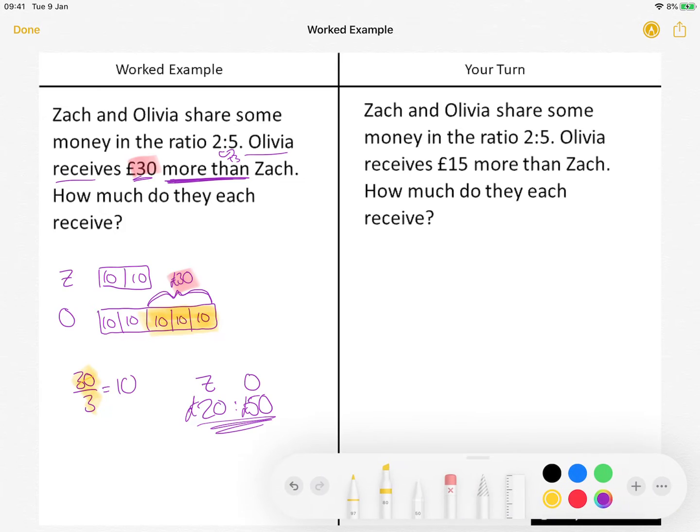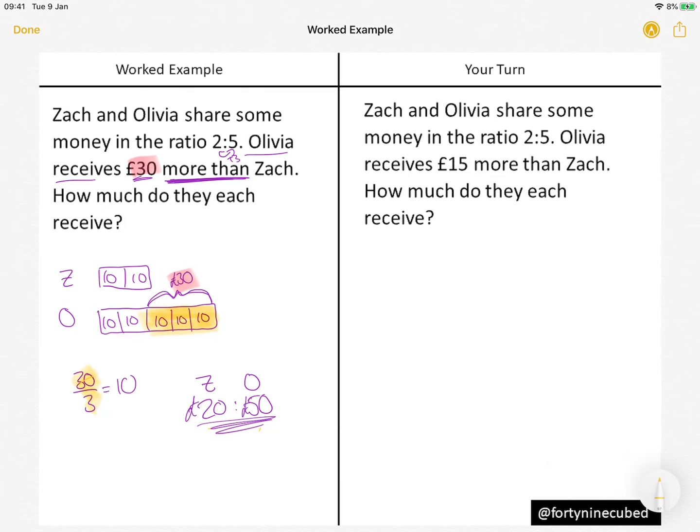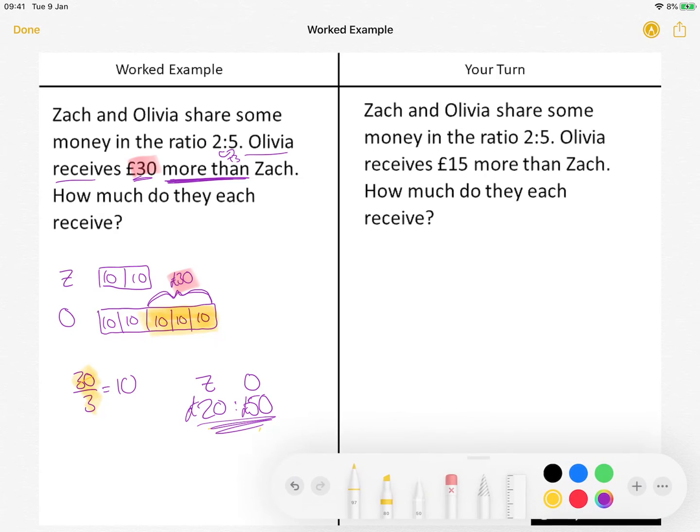Once I know each box is worth 10, because I know in a ratio every part is equal, then I know that Olivia's got 5 parts worth 10 and Zach's got 2 parts worth 10, which must mean they've got 20 and 50. Right, I'd like you to have a go at the one on the right now. So pause the video, have a go at it, and then I'll go through it.